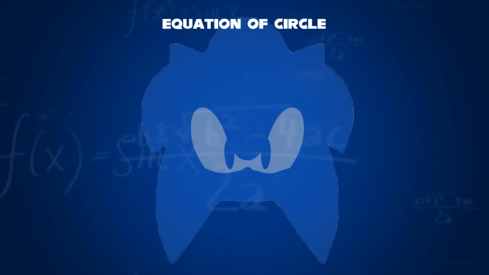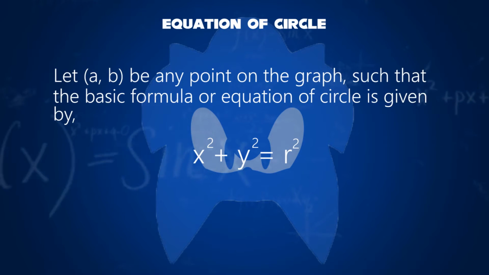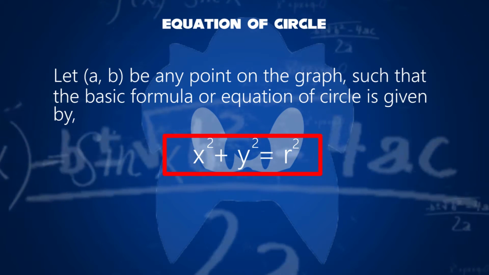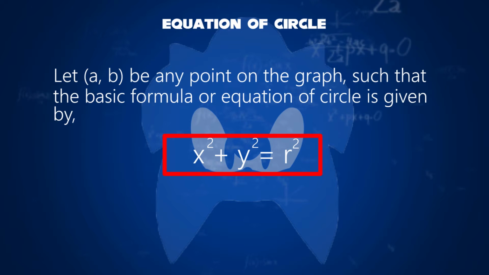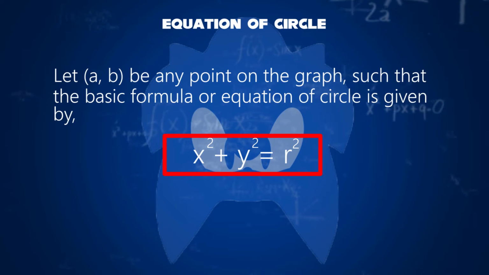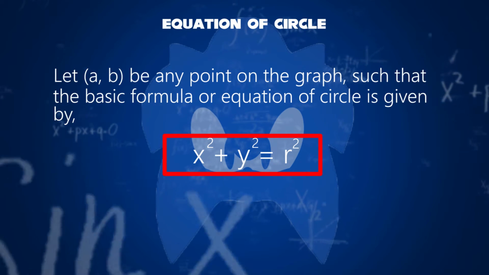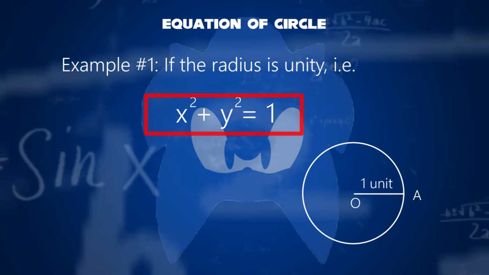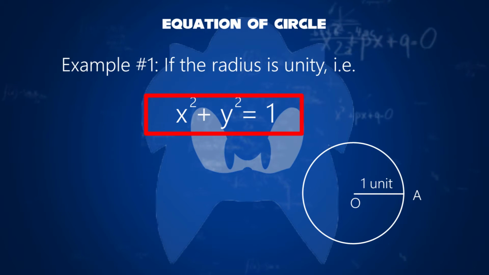As before we talked about 13 terminologies, now we will review this formula. Let's take A and B to be any one point. One such formula is that the sum of squares is equal to the radius squared. We write x squared plus y squared equals the radius squared. For example, if the radius is unity, we write x squared plus y squared equals 1.